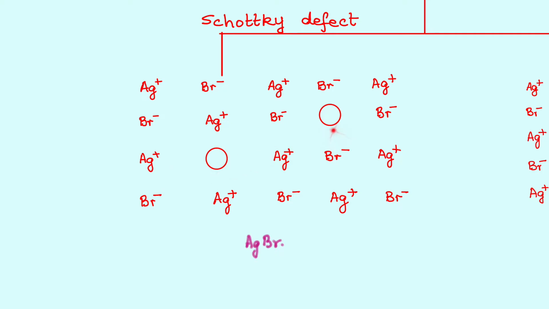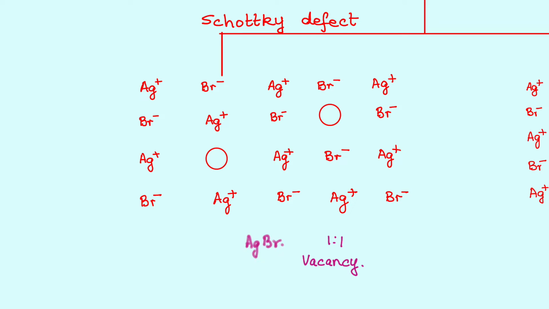When you go in 3D, you will find that the ratio of the silver ions missing to the bromide ions missing is the same. It will be 1:1. For every silver ion missing from the crystal, there will be 1 bromide ion missing. In other words, what have they created? When they have gone missing, they have left a vacancy here, right? In other words, this is a vacancy defect.